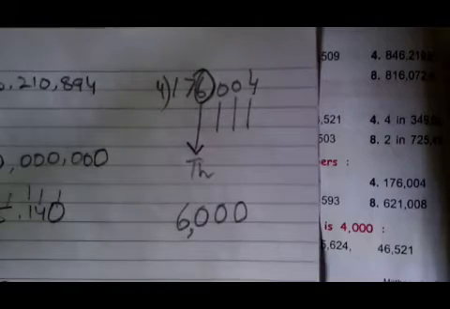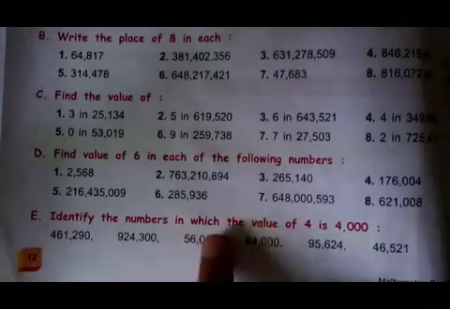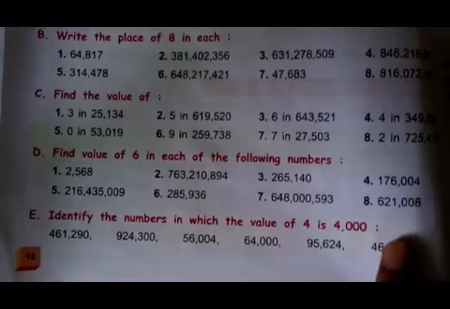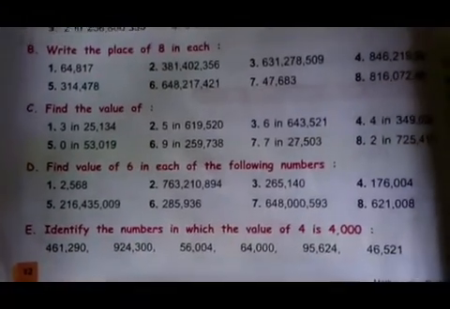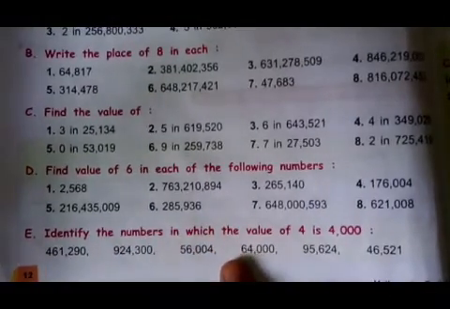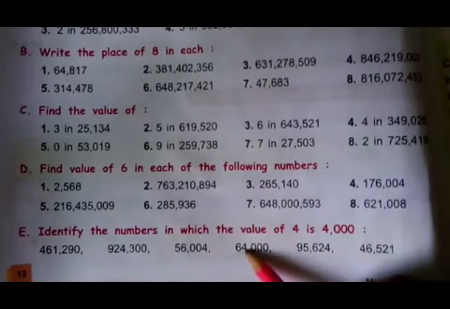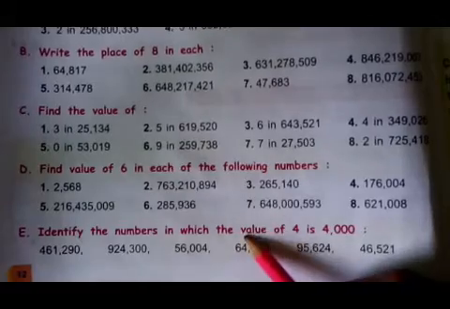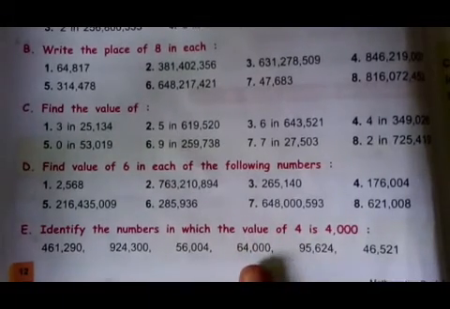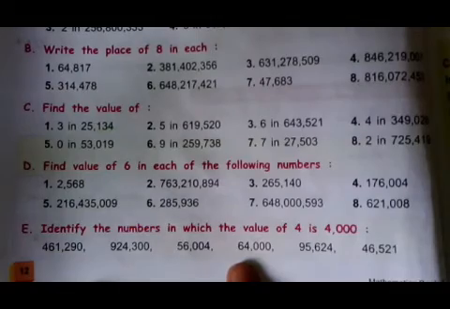I hope that you have understood this concept, and solve the remaining parts 1, 2, 3 and 4 by yourself. Let's move toward E part. Identify the number in which the value of 4 is 4,000. Look at this number. This is the correct one. So take this number, 64,000. Here the value of 4 is 4,000.